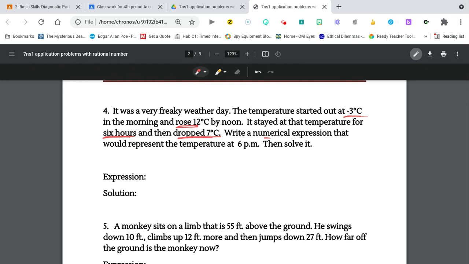It says write a numerical expression that can represent the temperature at 6 p.m. Then solve it. So where did I start? Well, I started at -3. Okay, this doesn't involve difference or anything like that. So I don't have to worry about whether it has order in it or doesn't. I just write it from left to right.